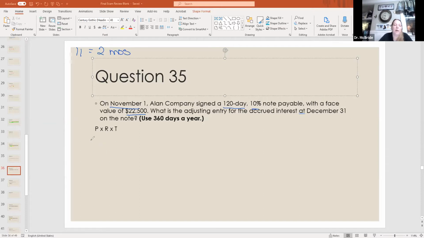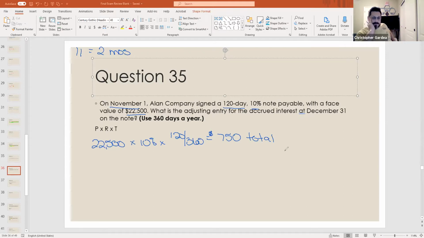So principal times rate times time. 22,500 times my rate, 10%, times my time, I could say 120 over 360. So 22,500 times 10% times 120 divided by 360. So it's $750 total.